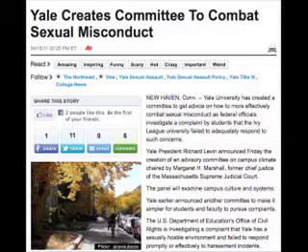Yale creates a committee to combat sexual misconduct. So there's been some accusations against Yale about sexual misconduct on campus. And so what do you guys think Yale did? Well, Yale went out and they set up a committee to review sexual misconduct on campus. And then they also made another committee to look at how that committee is doing. You probably think I'm kidding, but I'm actually not.